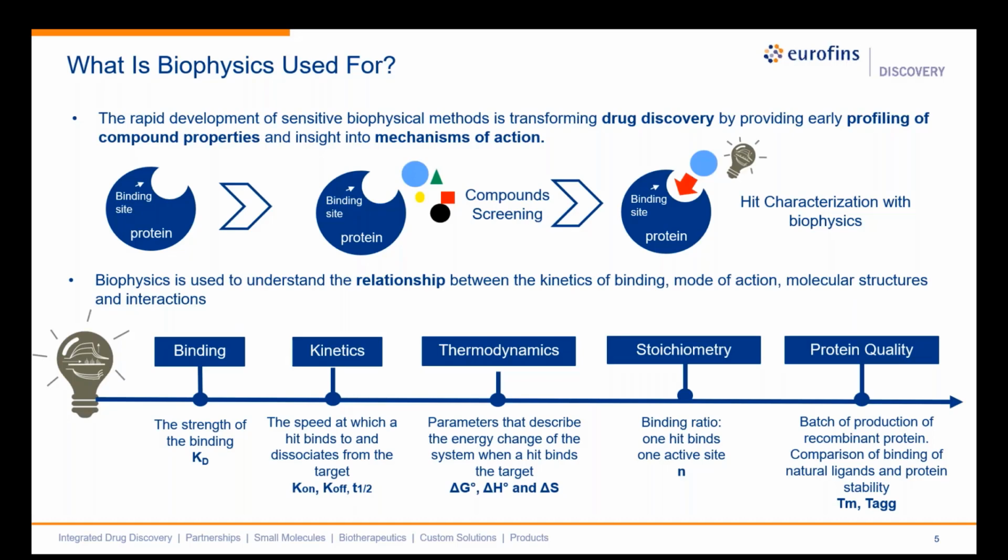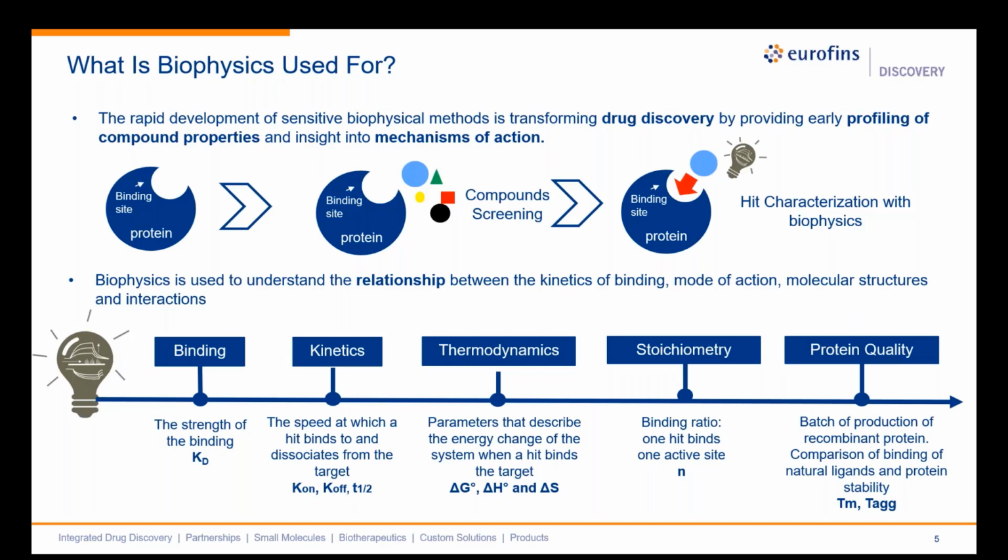Thanks to complementary biophysics approaches, we can look at the strength of the binding, the kinetic and thermodynamic parameters, the stoichiometry, and finally, we also have insight regarding the recombinant protein quality. Based on the request and the aim of the project, this information, such as KD, K on, K off, and melting temperature, brings valuable data for compound ranking and selection.